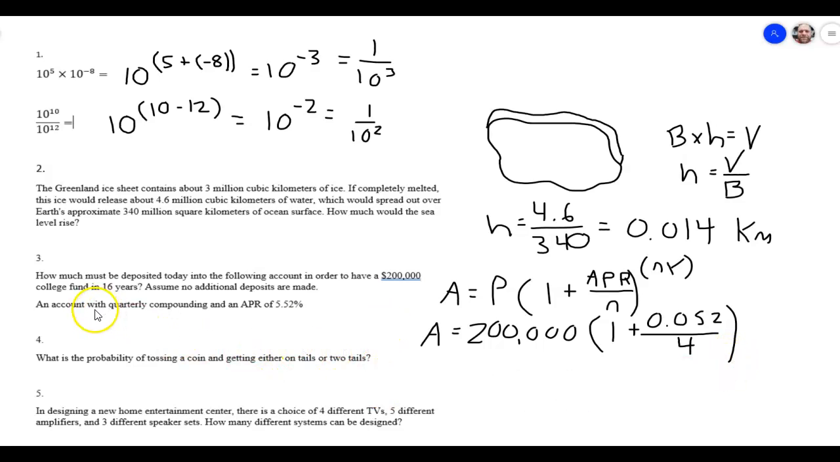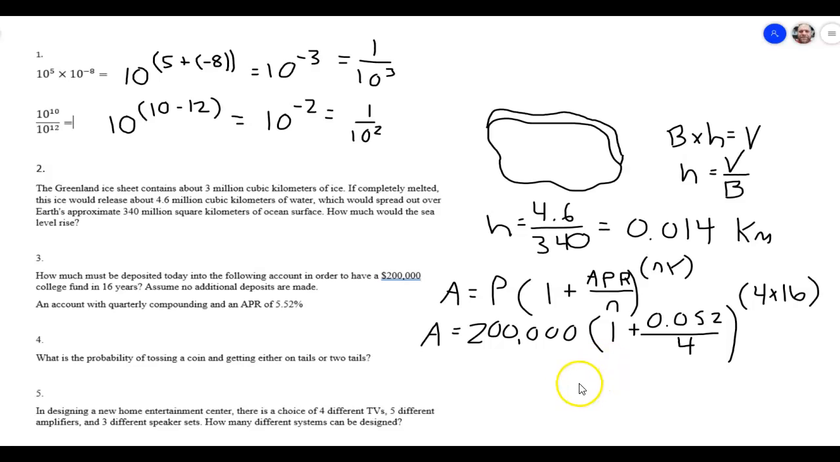If it was done monthly, there's 12 months in a year, so that would be 12. If it was done daily, there's 365 days in a year, so that would be 365. And then raised to the power of the N times Y. So we already know N, that's 4. It's always going to be the same numbers down here. Times Y, that's the number of years, and this is 16 years here.